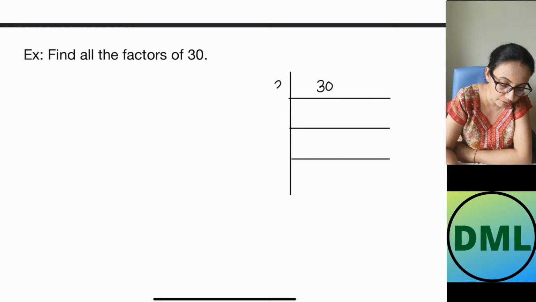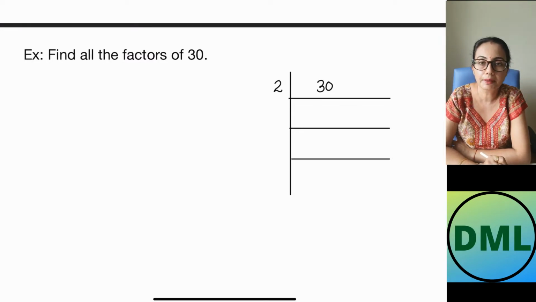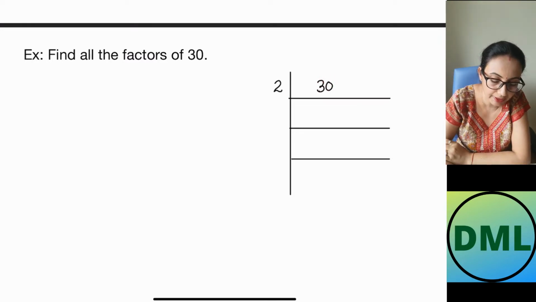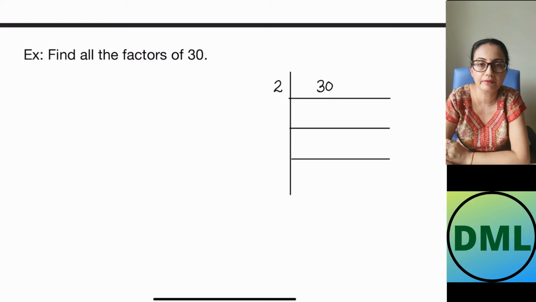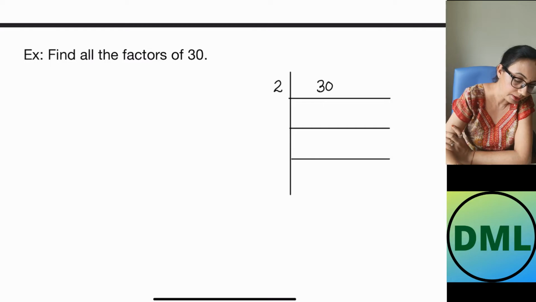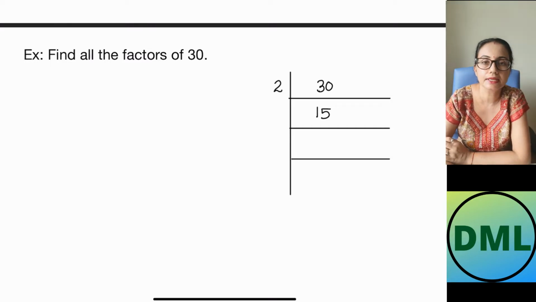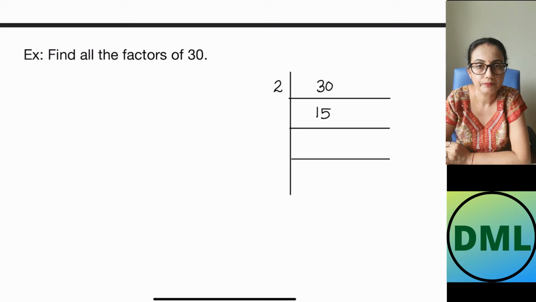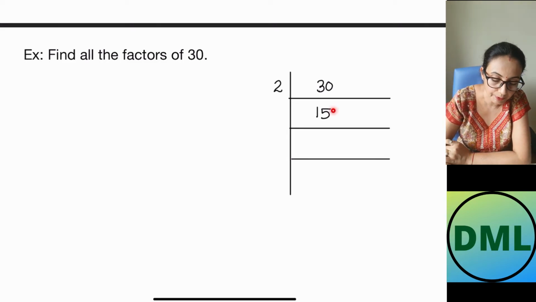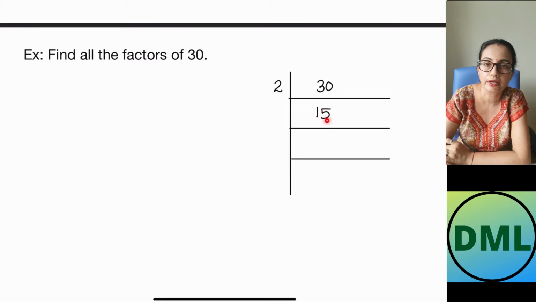You have to always start with the minimum number. 30 divided by 2. If you divide 30 by 2, what will be your answer? Your answer will be 15. Let's write down 15 here. Now, is 15 an even number or an odd number? Odd number, right? Because 5 is an odd number. So 15 is an odd number.